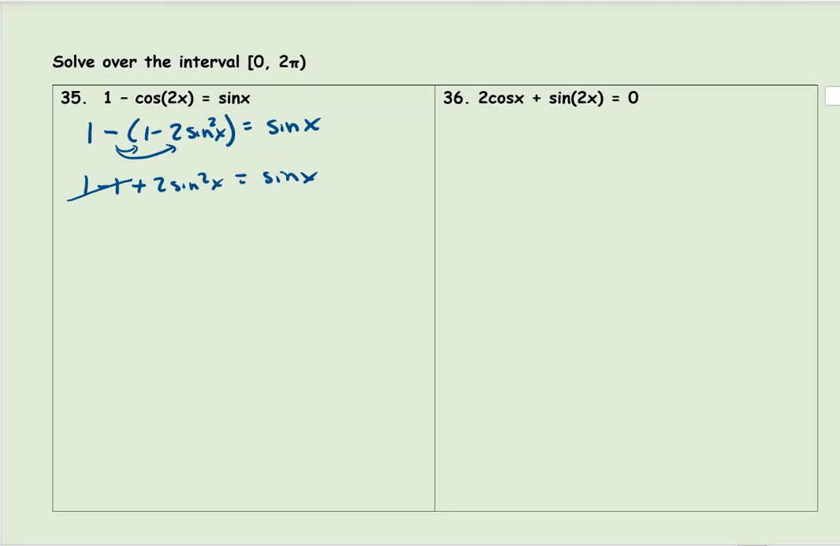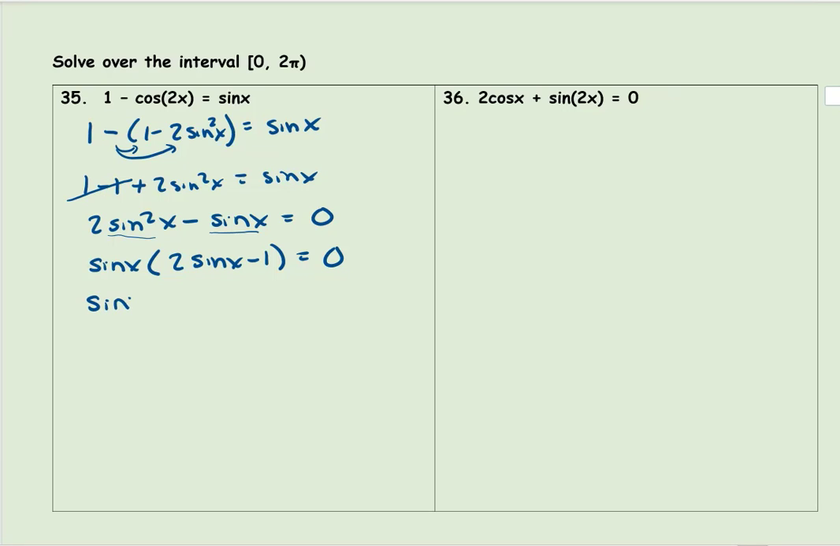So what I'm actually going to do is I'm going to subtract sine from both sides. So now I have 2 sine squared x minus sine of x is equal to 0. There's a sine in both of these terms, so I'm going to factor that out. So I have sine of x times 2 sine of x minus 1 is equal to 0. We're going to use our favorite property here, the zero product property. So we have sine of x is equal to 0 and 2 sine of x minus 1 is equal to 0.